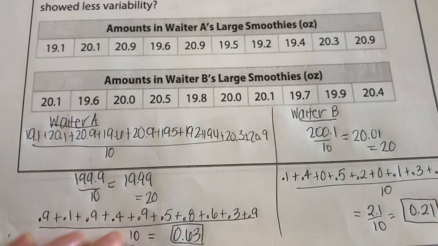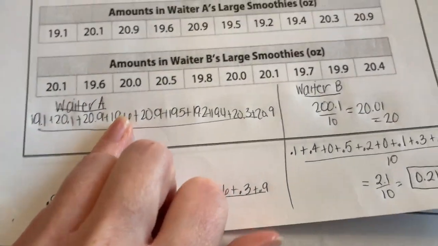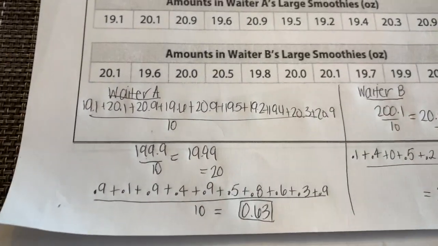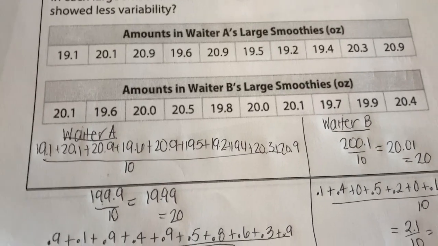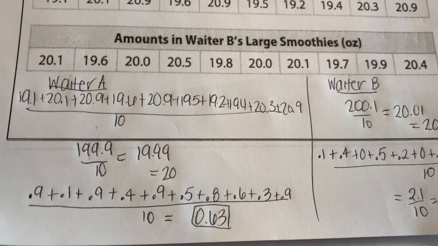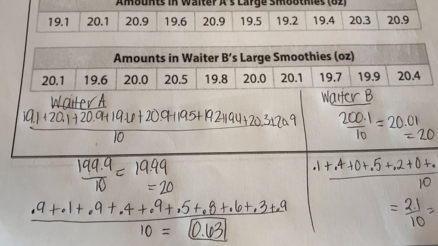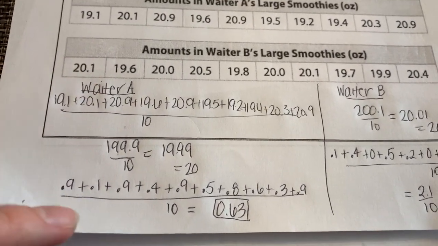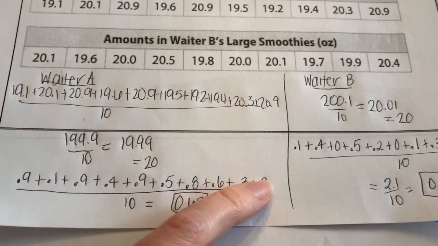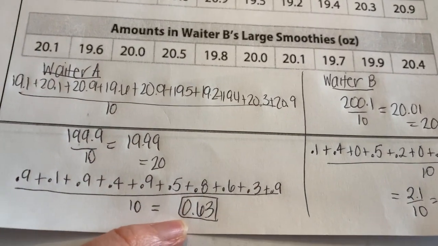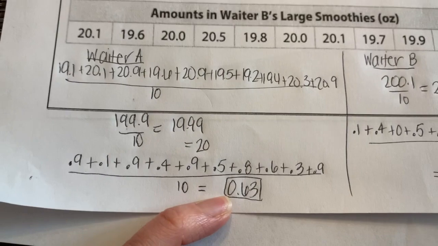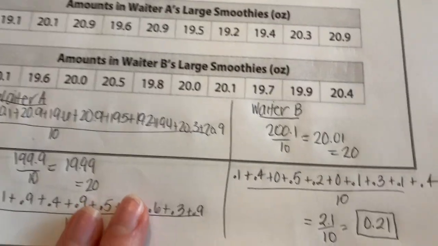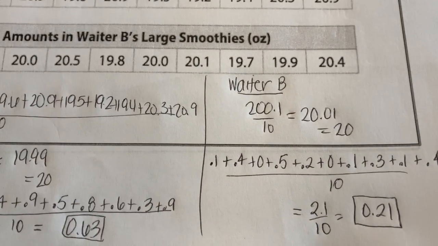Okay guys, so I started writing this all out and then I realized I didn't have enough room here, so I did the other ones in my calculator. But for waiter A, I found the mean to be 19.99, which I rounded to 20. And then I found the difference between each of these numbers and 20, and I found that mean, and it gave me the mean absolute deviation of 0.63.